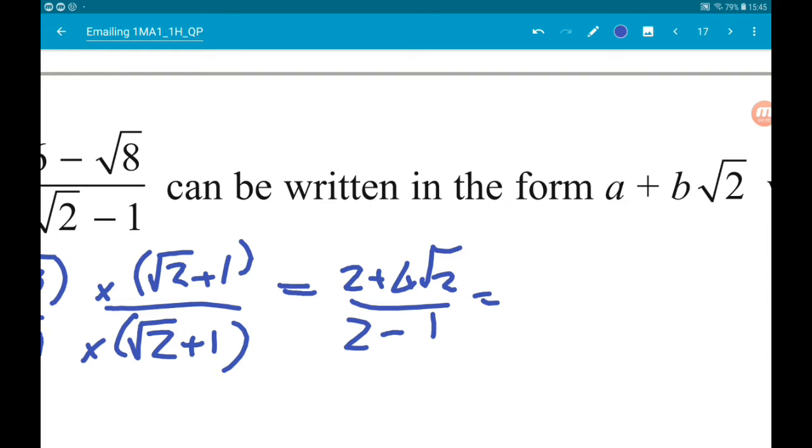Now on the bottom, of course, 2 minus 1 is just 1. So our final answer is 2 add 4 root 2. Cool.